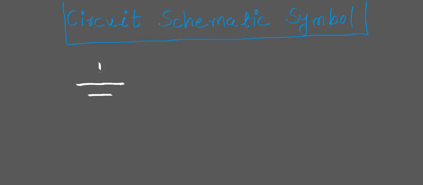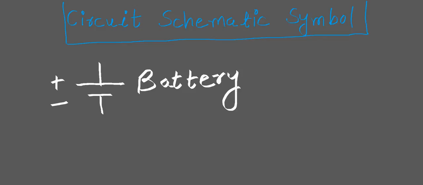Now the first electronic component is the battery, which is denoted by a positive and negative sign like this. Now, a battery is an energy source which is used to provide power to any electronic device. Now, let me draw a short circuit for you.